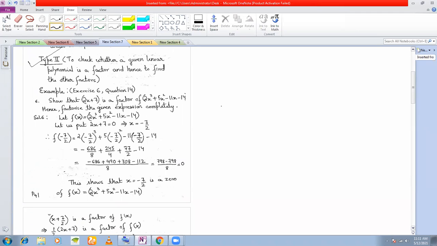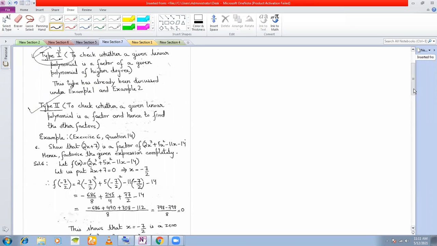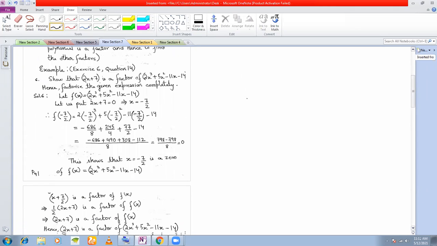The question here is, this is I think type 1. Okay, or is it? No, this is type 2. Fine. The question here is show that 2x plus 7 is a factor of the given polynomial here. Can anyone tell me what kind of a polynomial this is? Cubic. Cubic polynomial. How many linear factors should a cubic polynomial have? 3. Because the power of x is 3, therefore it must have 3 linear factors.